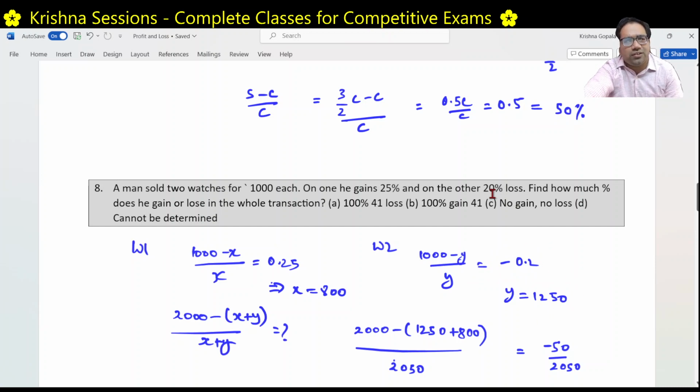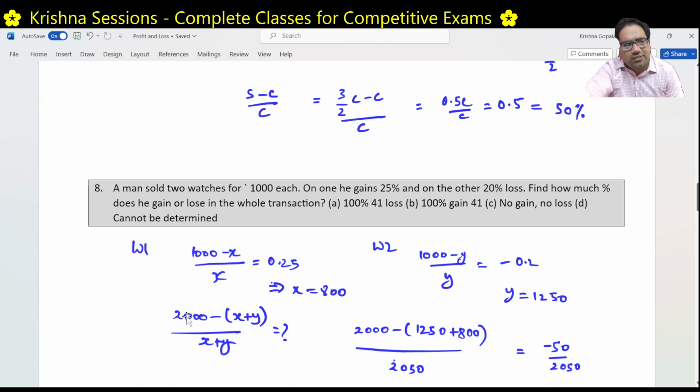1,250, you sold it for a 20% loss, 20% of 1,250, right? That is equal to 250. The 250 loss, which becomes the selling price of 1,000, right? Now, what is the total cost price? 800 plus 1,250, right? X plus Y. What is the total selling price? 1,000 each. That means 2,000.